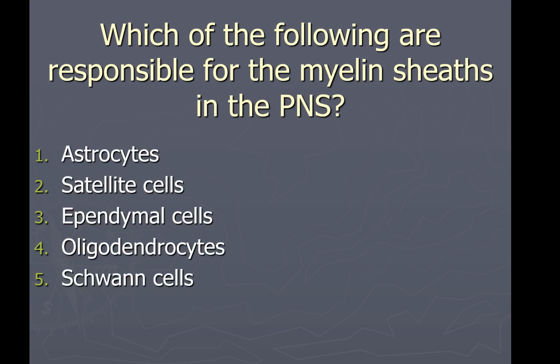Which of the following are responsible for myelin sheaths in the peripheral nervous system? The astrocytes, the satellite cells, the ependymal cells, oligodendrocytes, or Schwann cells? Number 4? How many like number 4? No. Peripheral nervous system, Schwann cell. See? It's tricky. He didn't read the question carefully, and that makes it tricky. Okay?